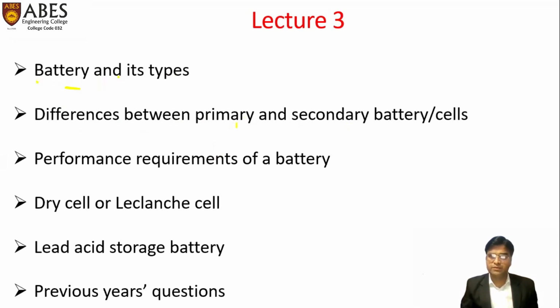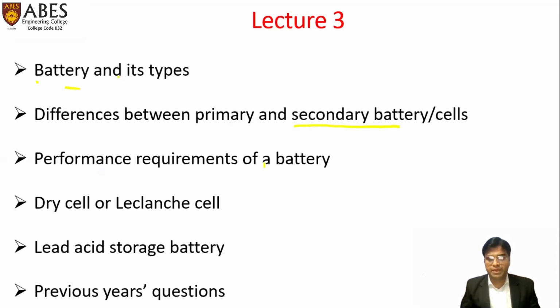At this point, we should know that primary batteries are those made up of cells which cannot be charged once they are used. They can't be charged again. So those are of single use. Whereas secondary batteries are those batteries which can be used again, once they are exhausted, by charging.